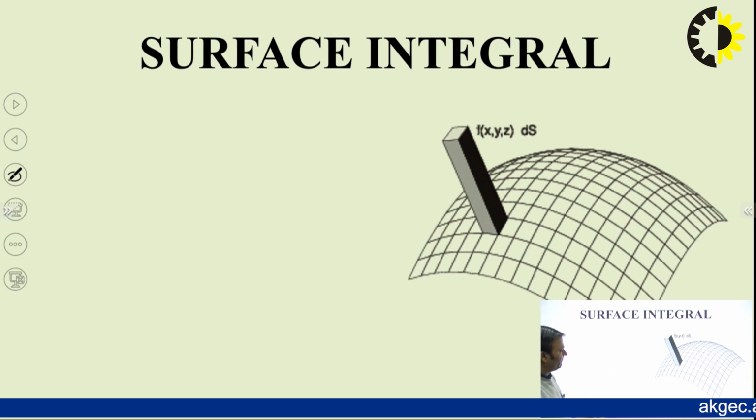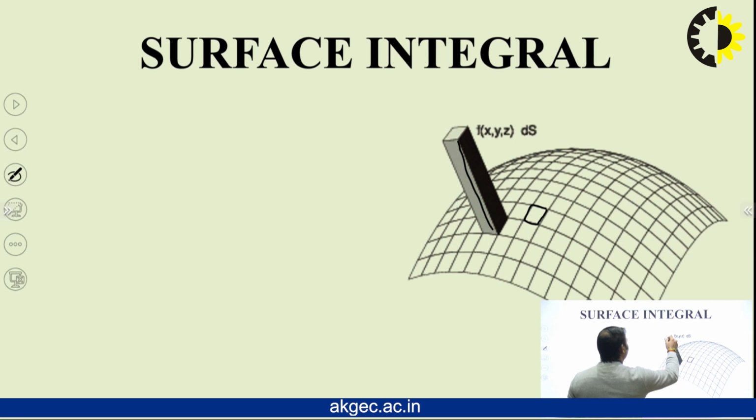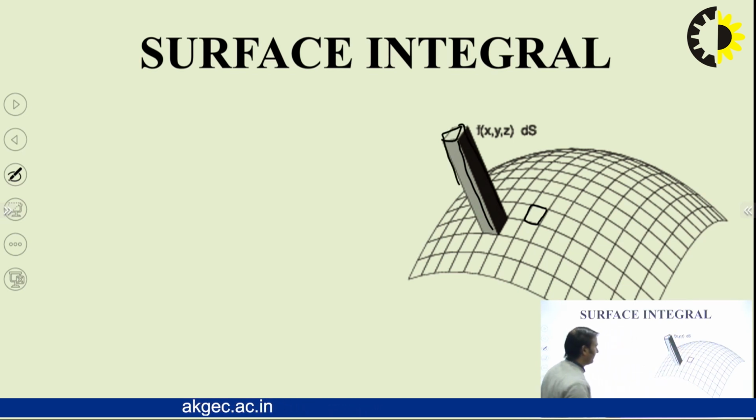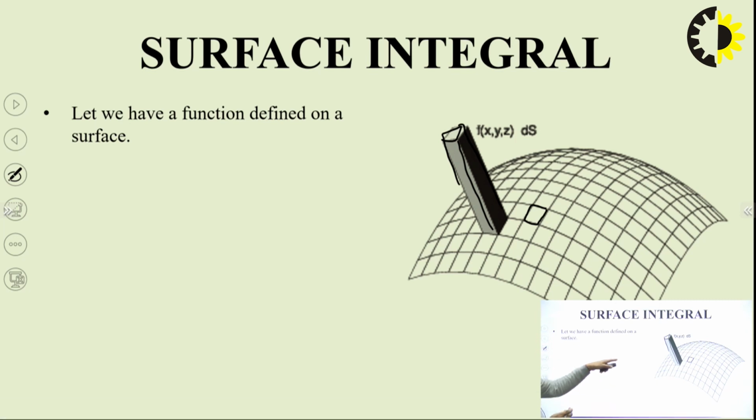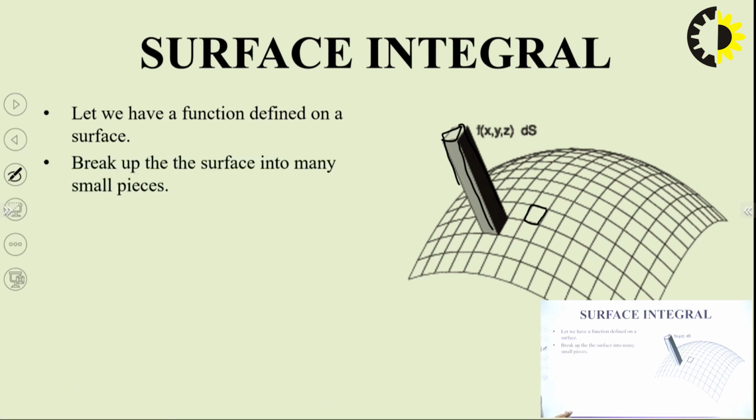So let's say I have one single type of surface here, right? If I am looking for the surface area of this part, I have just explained it here. So basically we are looking for the surface integral. Let there be a function of x, y, z whose surface integral I am looking for. So let's say we have a function defined on the surface.